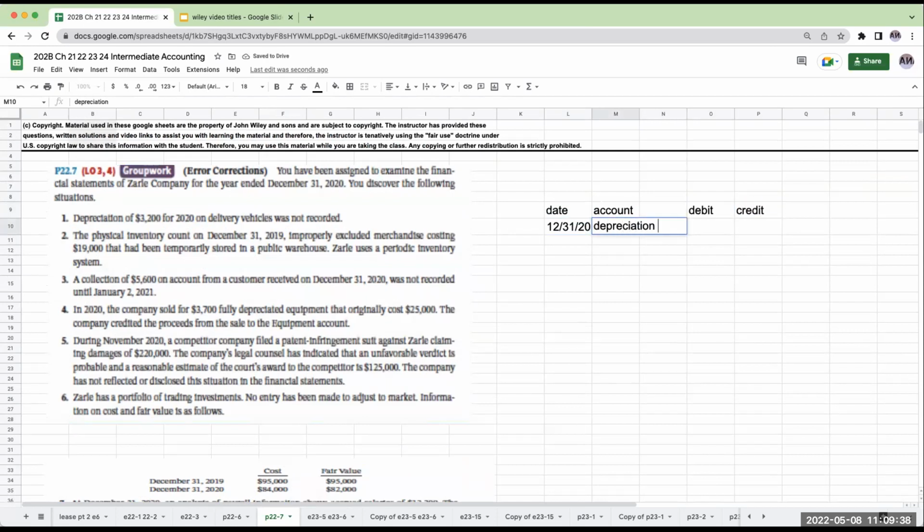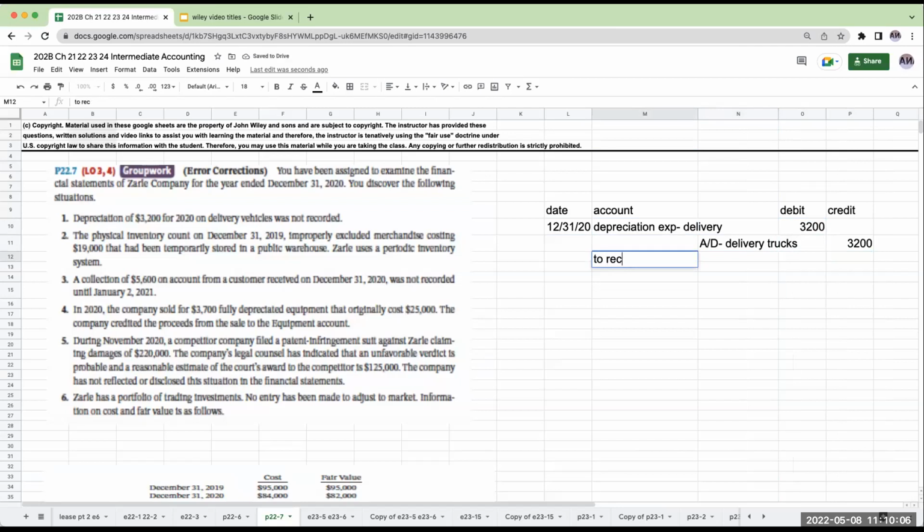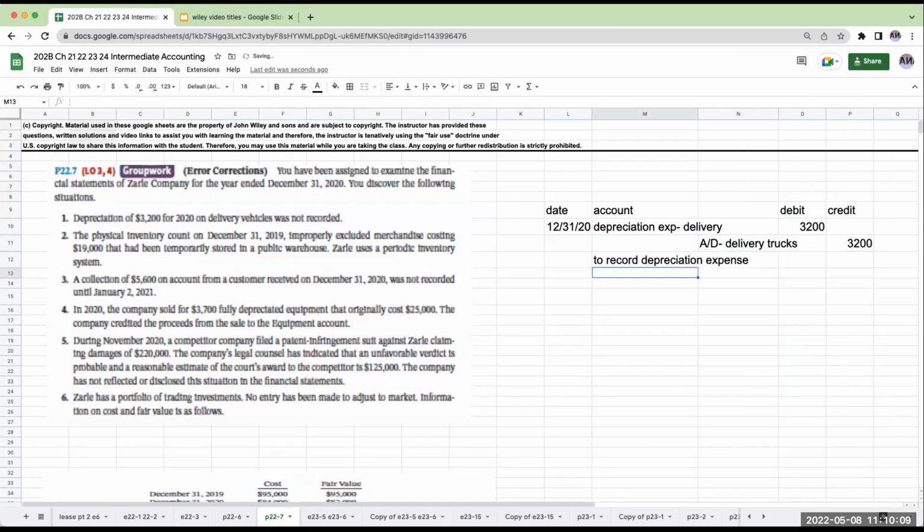Okay, so we're going to have depreciation expense, delivery, accumulated depreciation, delivery trucks. And the reason why I'm specifying this as delivery is because this would actually, believe it or not, be a selling expense. So that's where this would more than likely be classified because it relates to delivery vehicles. So this would be 3,200 and 3,200. And then to record depreciation expense. Okay, I'm going to come back to number 2 at the very end. So let's just go ahead and skip that for the moment.